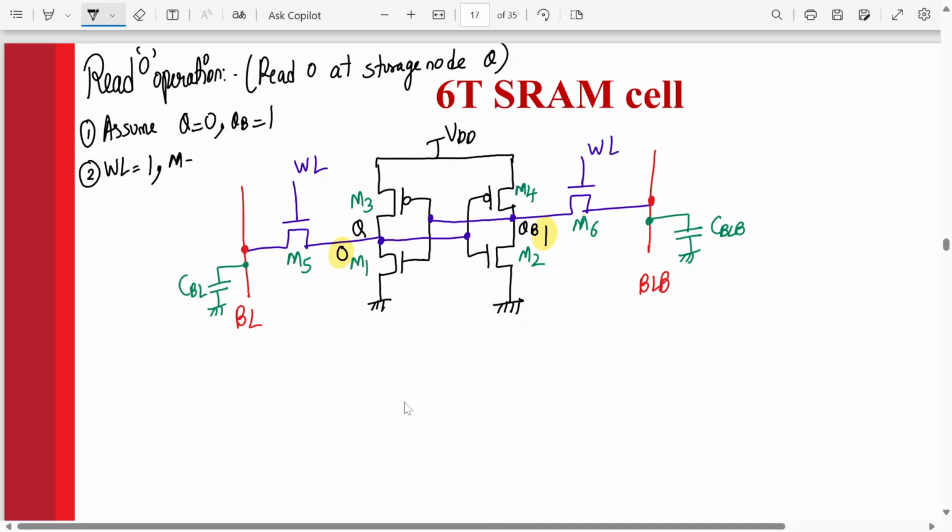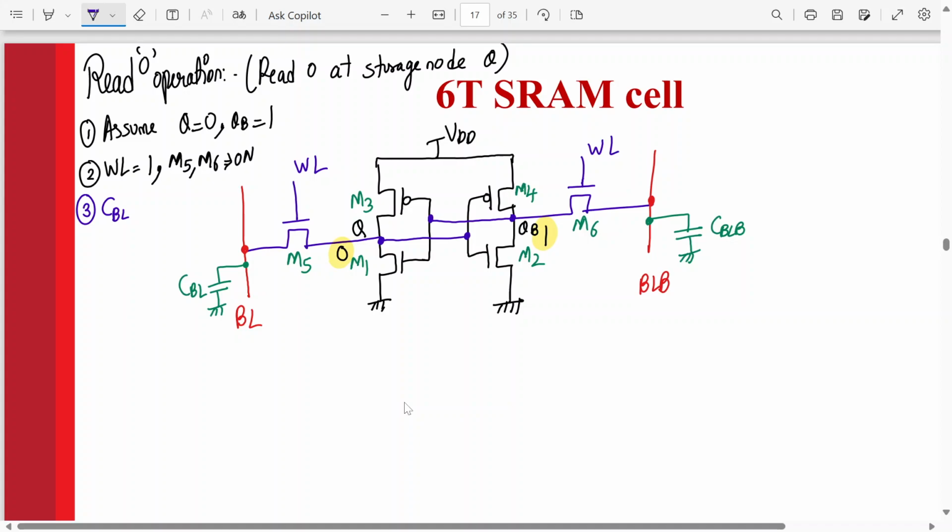That will turn on my two transistors M6 and M5. So both transistors are on, so that we can access the data. Now, one more important condition is there. What is the condition? The third condition is that the parasitic capacitors should be pre-charged to VDD. This bit line should be pre-charged to VDD.